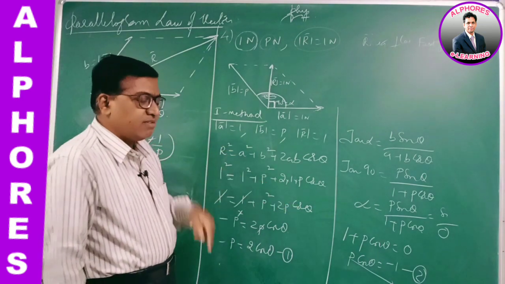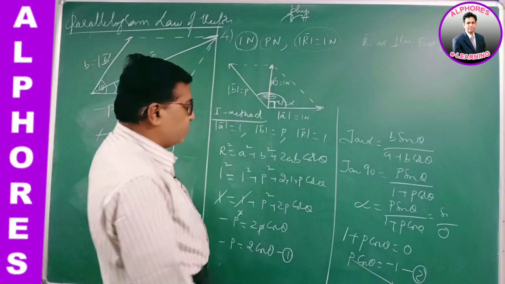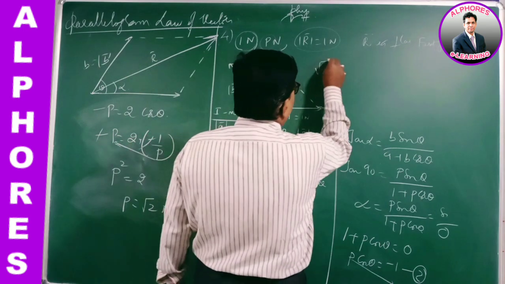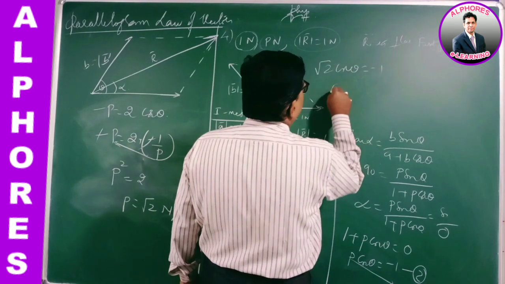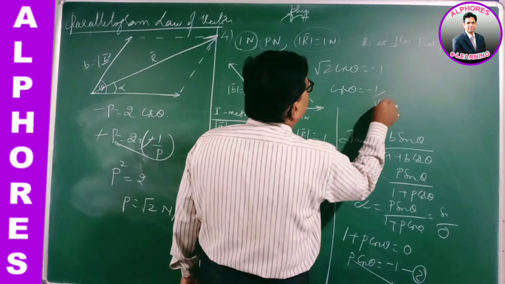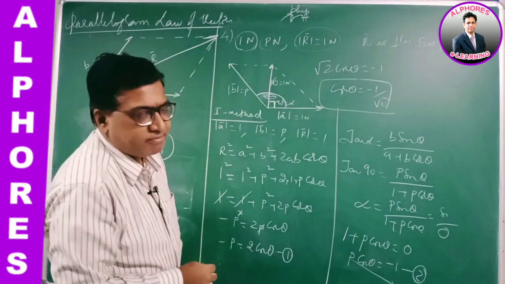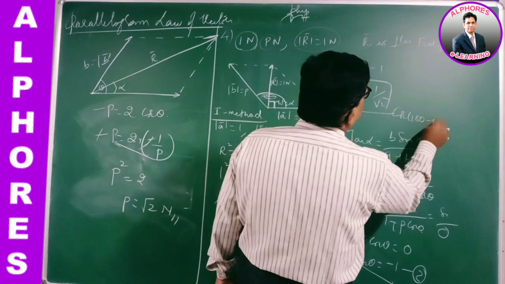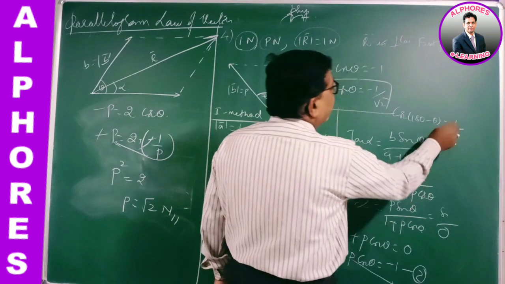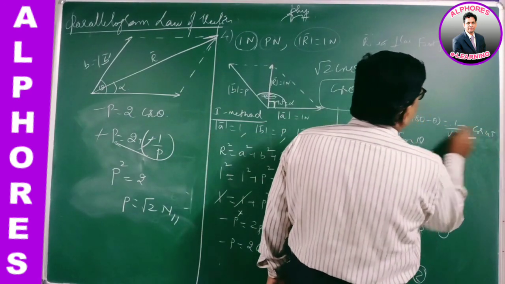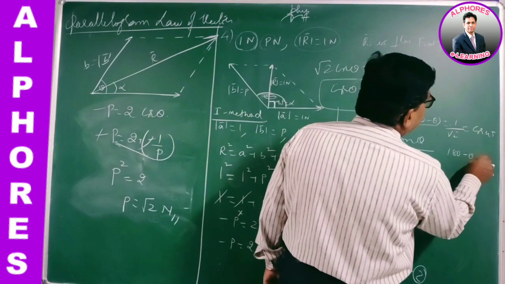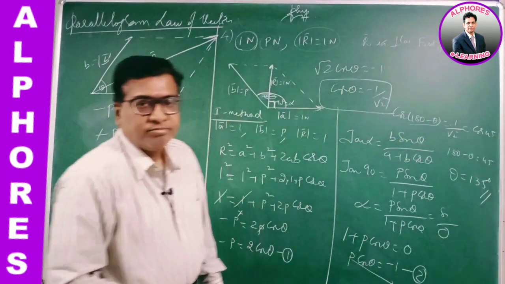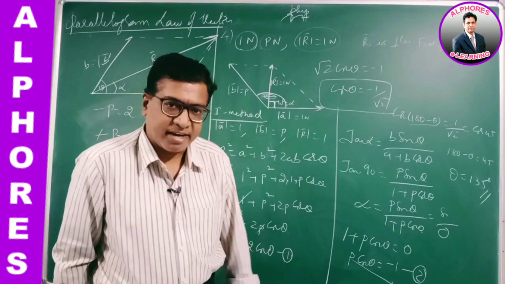Then substituting this in the second equation, equation 2, root 2 cos theta is minus 1, or cos theta is minus 1 by root 2. You know, just now in the previous problem we found the angle. If cos theta is 1 by root 2, you take cos of 180 minus theta is 1 by root 2, and 1 by root 2 is cos 45. So 180 minus theta is 45. Theta you get as 135 degrees. Right? So this way you can find out the magnitude and angle. Right? Thank you.